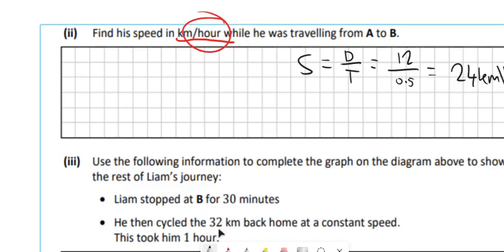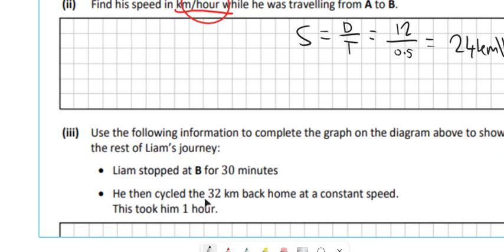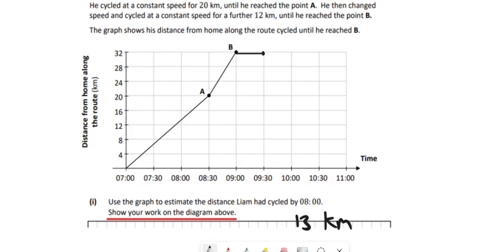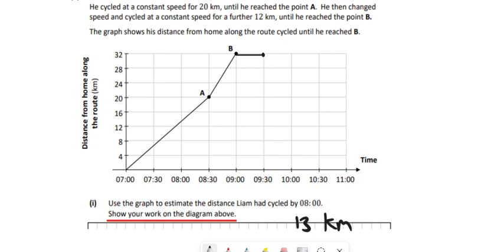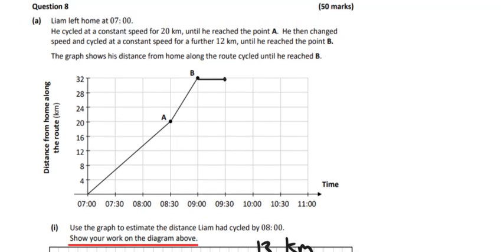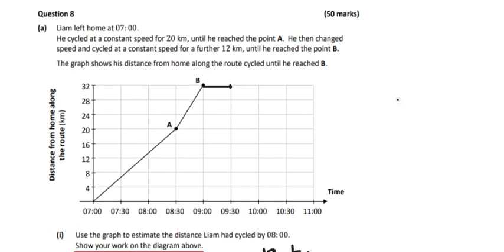Then he cycled the 32 kilometers back home at a constant speed. This took him 1 hour. So he travelled 32 kilometers in 1 hour. So 1 hour after 9:30 would get us to 10:30. So it has to be up there somewhere that our next point would be. And he's gone 32 kilometers back. And that's just the whole way home. So that's what the graph is going to look like.